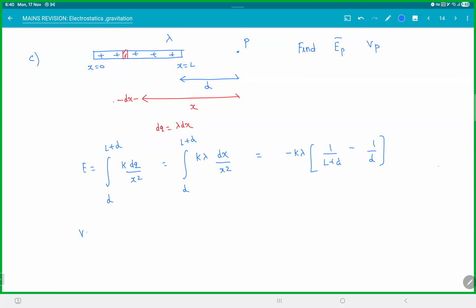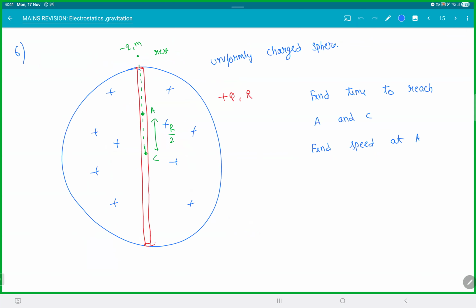What about potential? Same thing, but the formula will be k dq by x. This will be k lambda ln of L plus d by d. You'll get dx by x. Clear? Same question I can ask you in gravitation also. So whatever I'm asking you, you can do the same thing in gravitation, right? K becomes capital G.